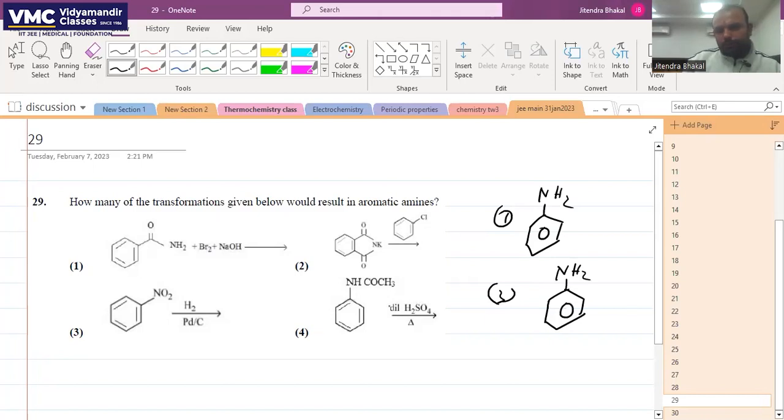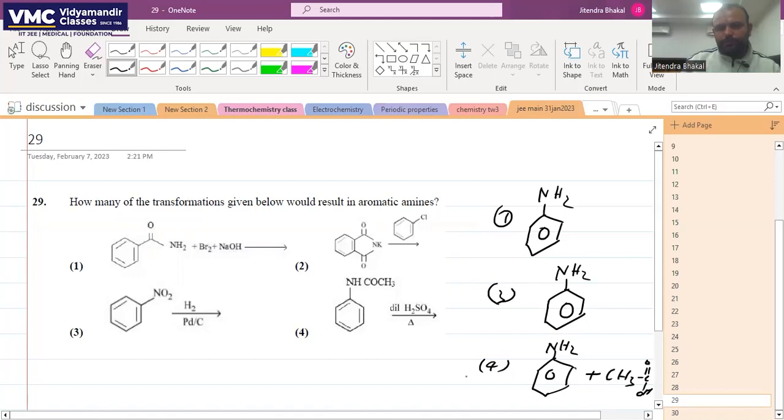Then in the fourth one, hydrolysis is taking place. On hydrolysis, this will break into aniline and carboxylic acid, CH3C=O OH. So again, we get aniline as a product. Out of these four, 3 reactions are giving an aromatic amine as a product. So the answer for this is 3.